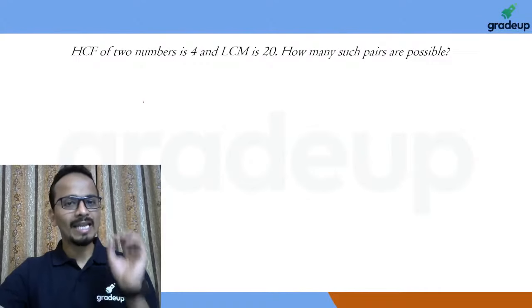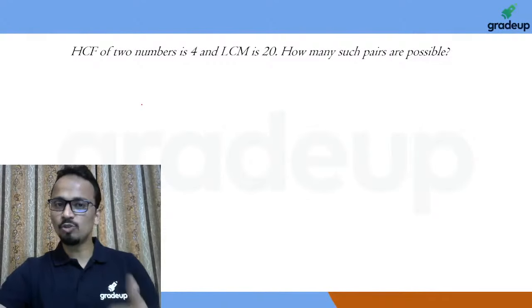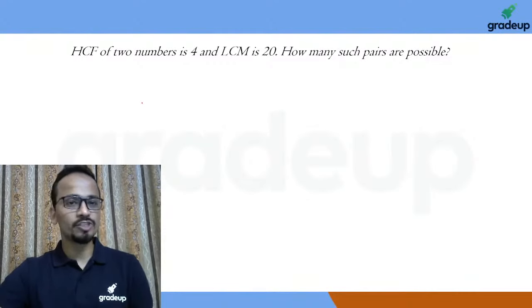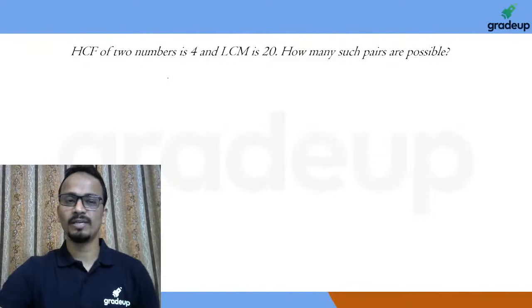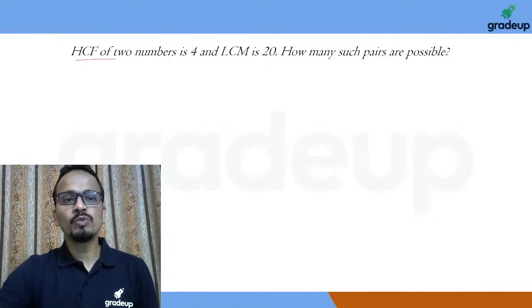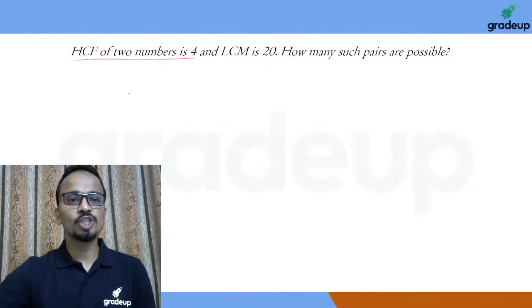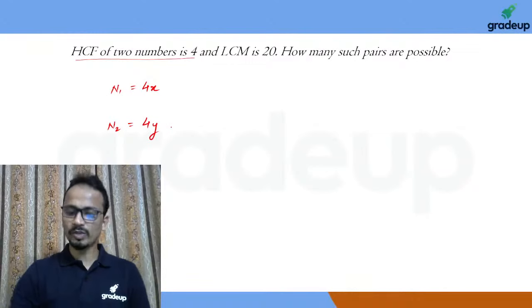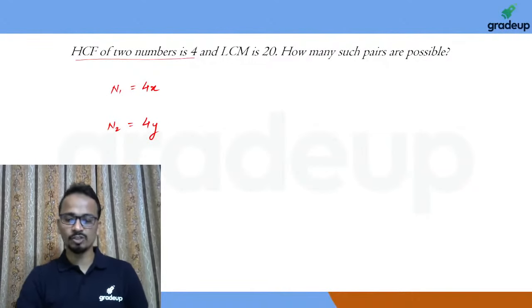Okay, so I'll explain how to solve this question and then I'll give you a similar one. Now the question says that the HCF of two numbers is 4. So the highest common factor of two numbers is 4. So I'll assume the numbers n1 and n2 as 4x and 4y. Now let us first of all understand why I have assumed this.